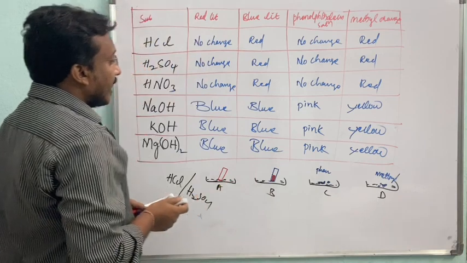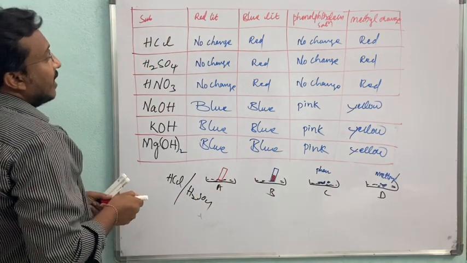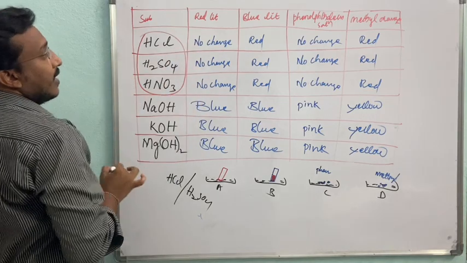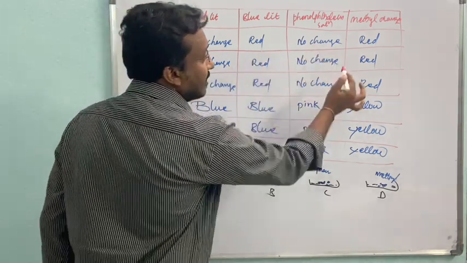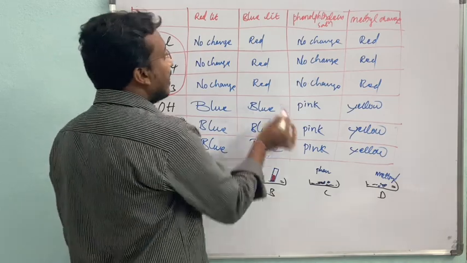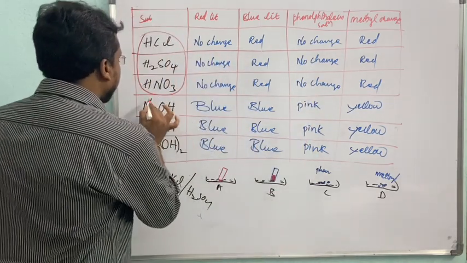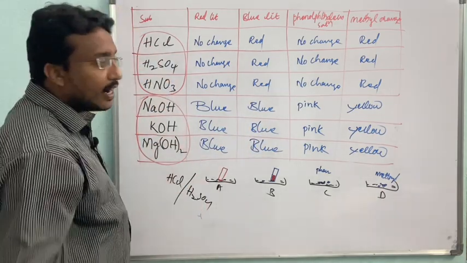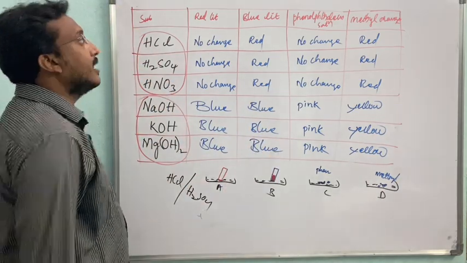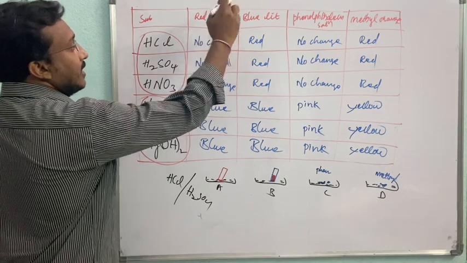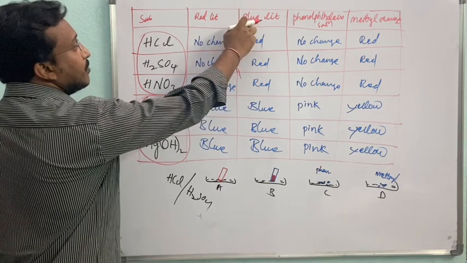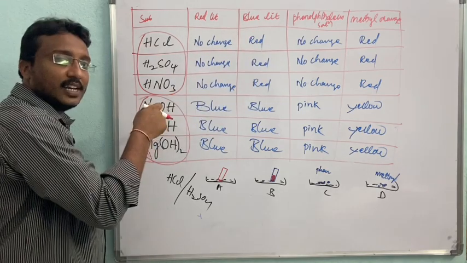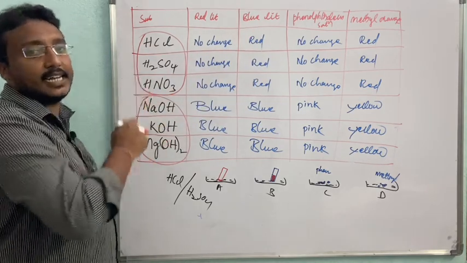From this I came to know that these three give the same kind of result. The first three have given the same result, and these last three have given the same result. We have already learned in seventh class that if blue litmus paper changes its color into red, the given solution is called acidic in nature.